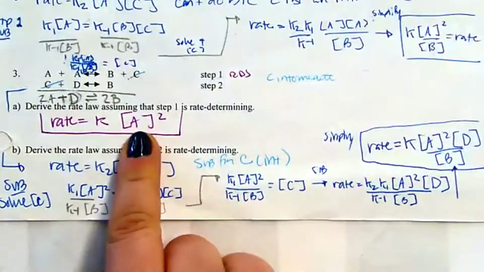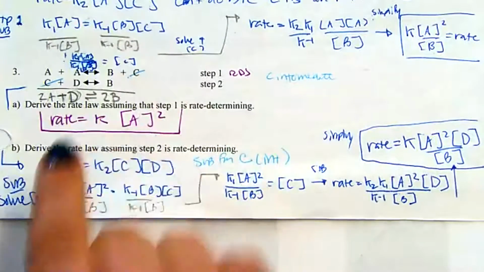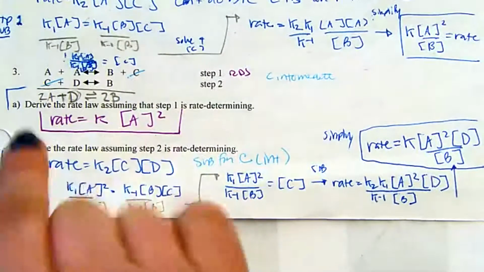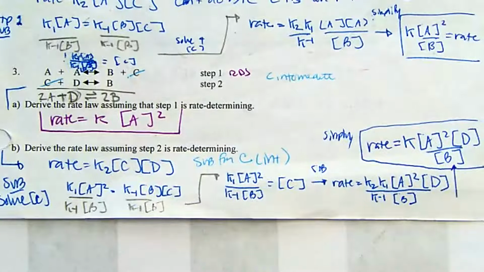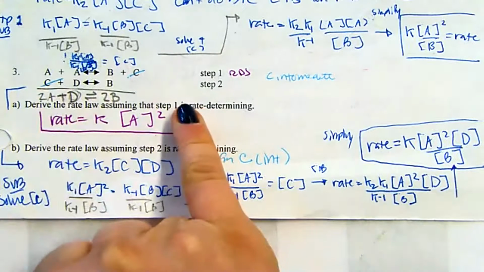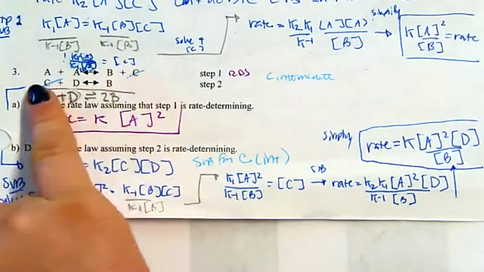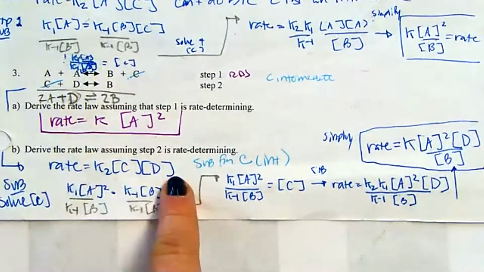If the first one is the rate determining step, it's A squared. Since this is an elementary step and there's a mechanism, you can write the rate law based solely off of this. Before, when you didn't have a mechanism, you can't assume that. You have to have data from the lab. If this one is our rate determining step, C is an intermediate and it would show up as C times D. So we can't do that.